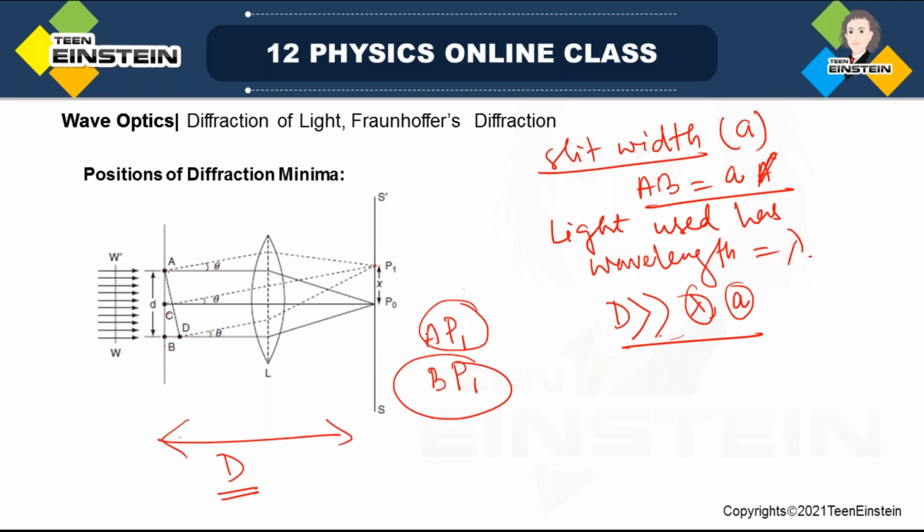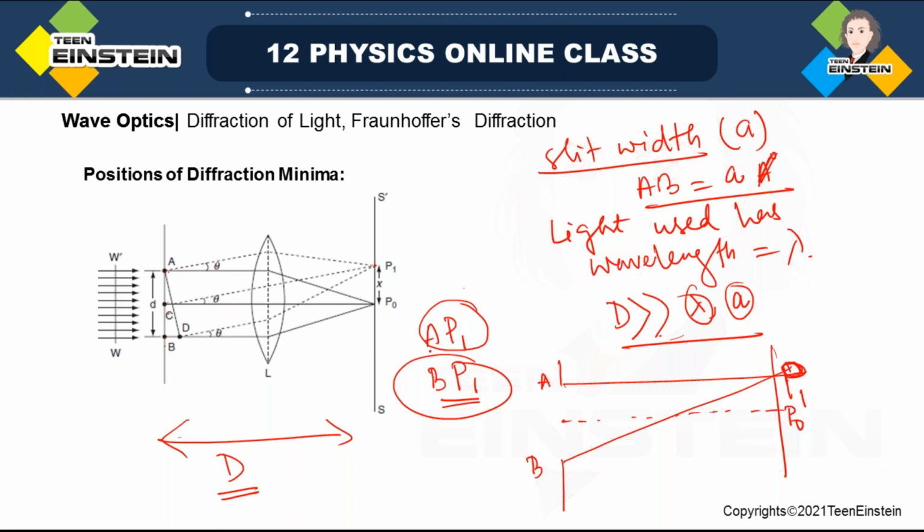To find this, you have to draw a perpendicular from A to the BP1 line. I'll draw it here. So one ray is going like this, and another ray is like this. This is the P1 point. This is A, this is B. I'm taking the perpendicular bisector, or the middle point, as P0, as you see here on the screen. Suppose C is the middle point.